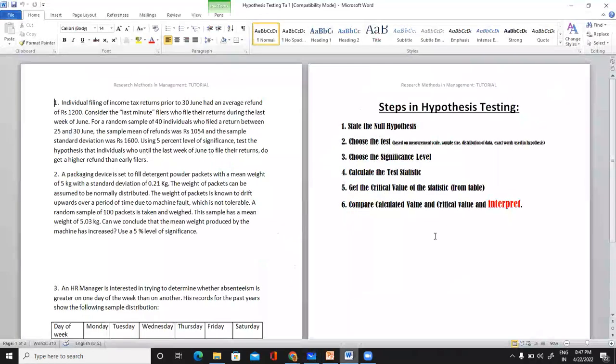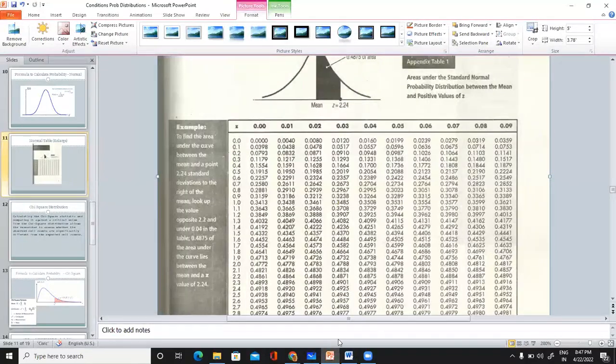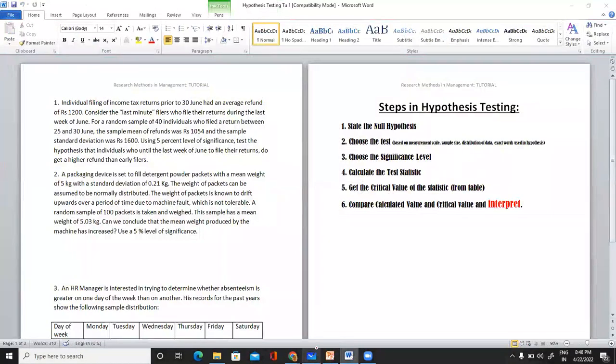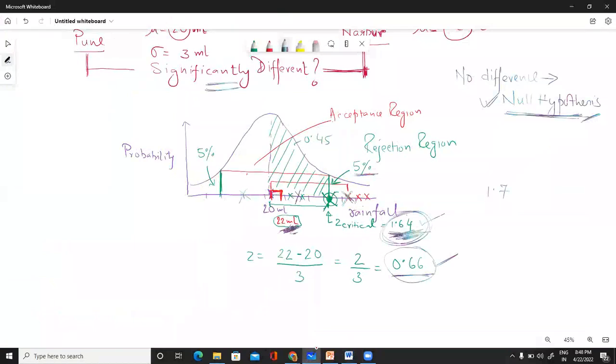That is very important: interpret. Many people just leave that. They write, hence we reject the null hypothesis, or hence we accept the null hypothesis. But what does that mean in simple language? So we have to write that in the interpretation. That is a good practice. So this is about hypothesis testing.